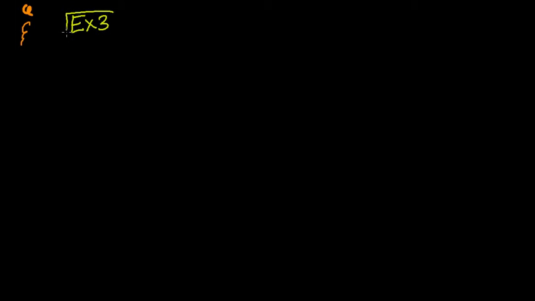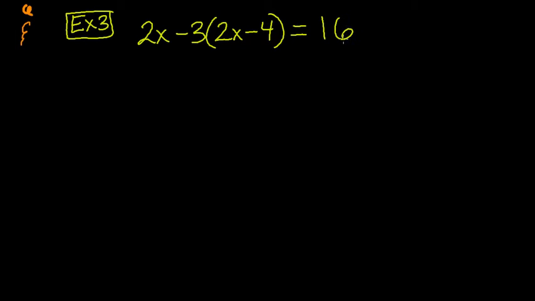So third example. This one's a little trickier. It's got more stuff going on. But again, example of distributive property. When you see it, you're probably going to want to do distributive property first. So this one's going to start with 2x minus 3 times 2x minus 4. And that's going to be equal to 16.